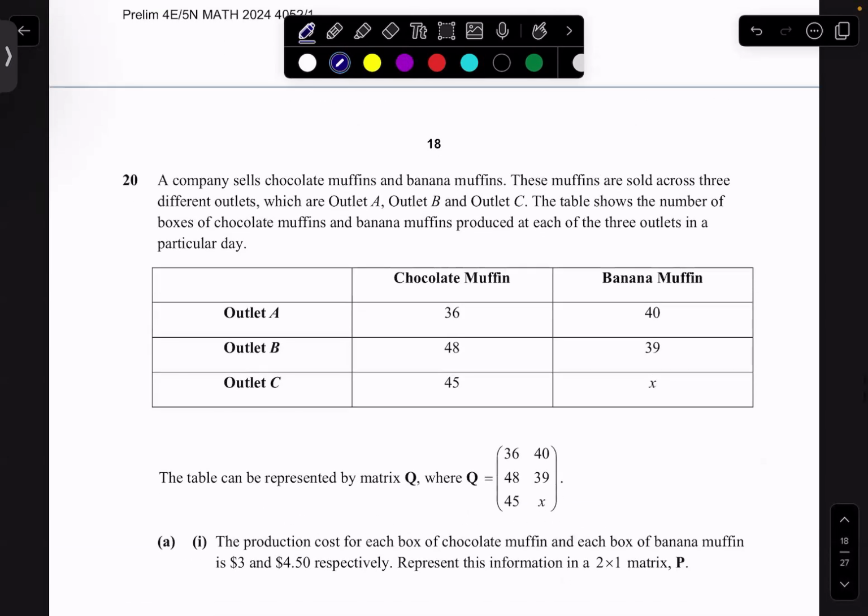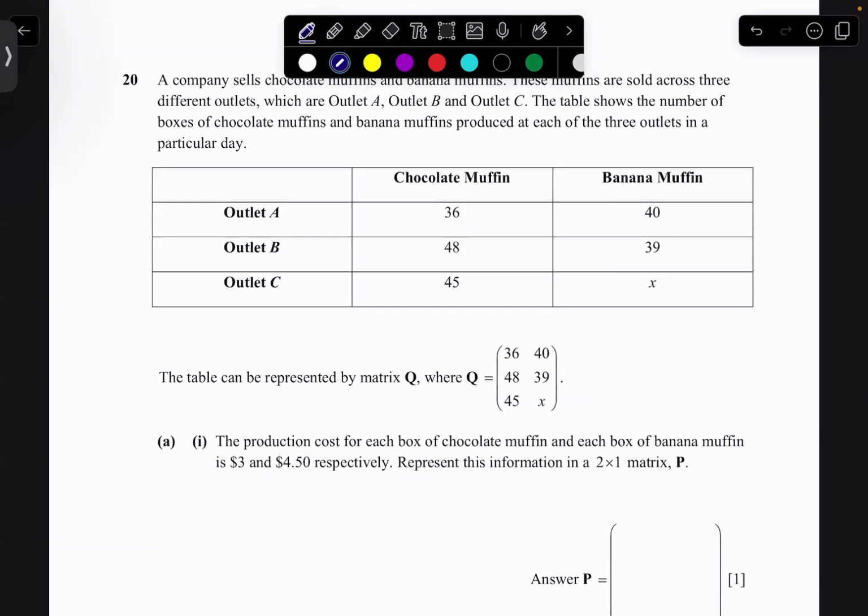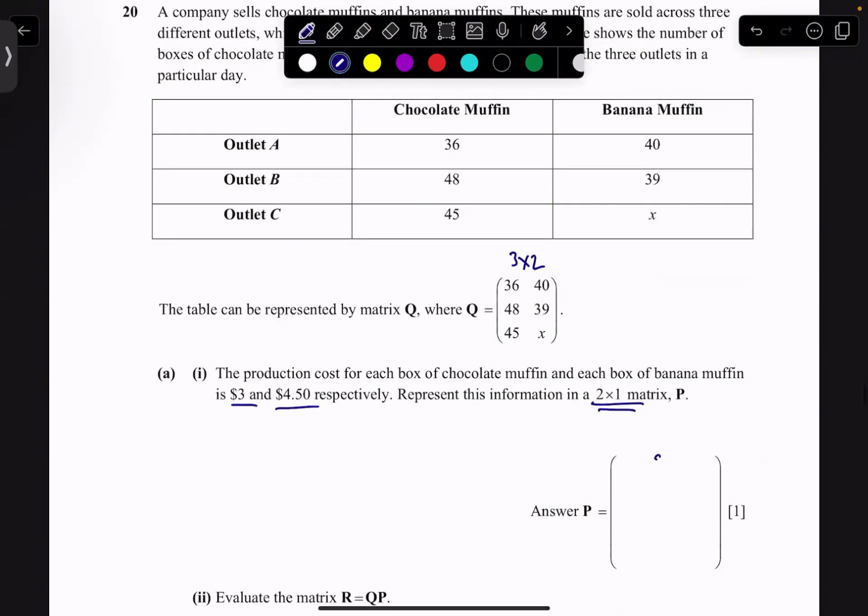Now let's reread the whole thing, but this time around we have a clearer picture, right? The first part has already been put into a 3 by 2 matrix for us. Part A: the production cost of each box of muffins is $3 and $4.50. Represent it in a 2 by 1 matrix. So 2 by 1 is straightforward, 3 and 4.5.